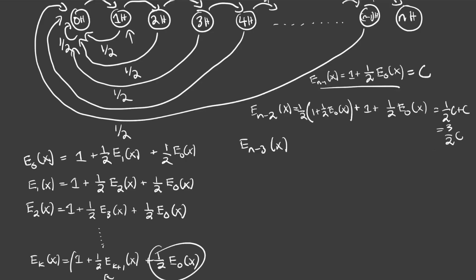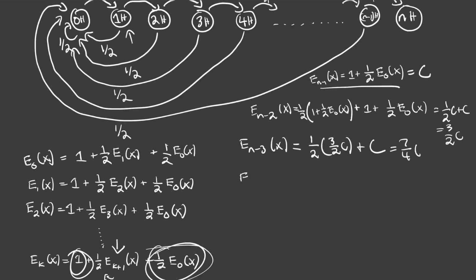You can see that in our general recurrence equation, this part right here is the c, so I'm just plugging in this term for this one. So e sub n minus 3 of x is equal to 1/2 times e sub n minus 2 of x, which was 3/2 c, and then all I'm going to do is just add on c for my extra term. And now when we simplify this, we're going to get 3/4 c plus basically 4/4 c, so this is just going to be 7/4 c.